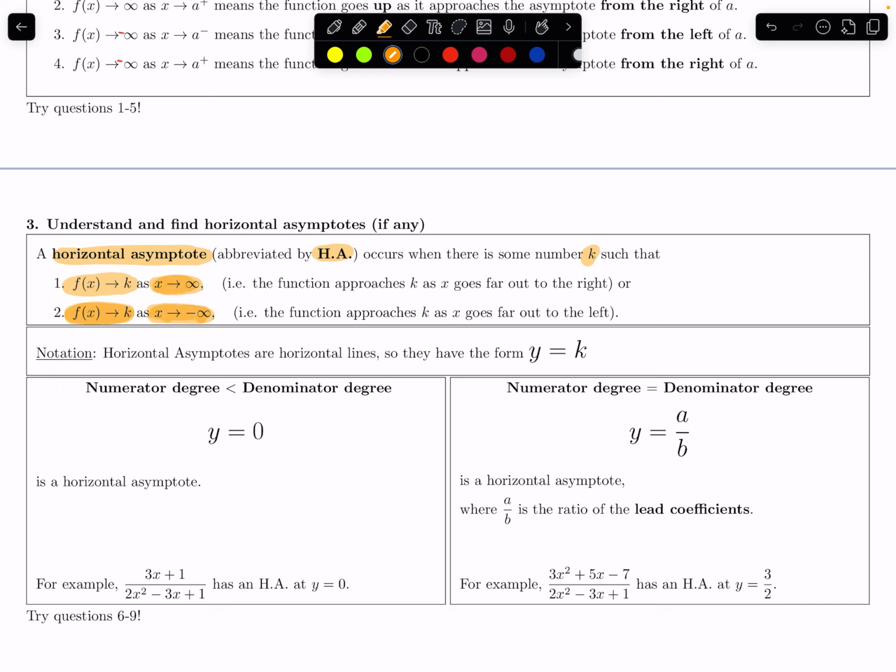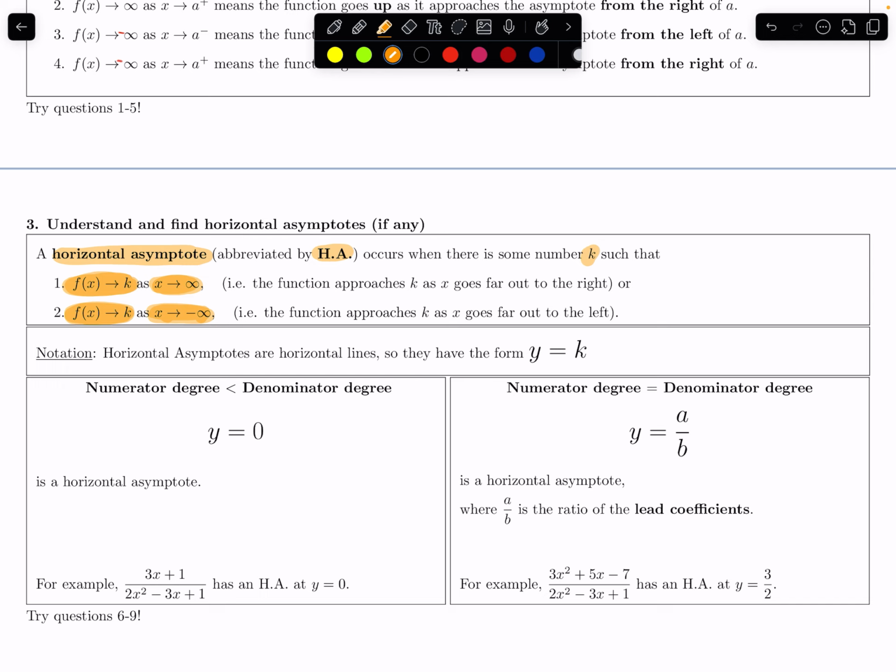And I can't think of an instance with rational functions when those two are different. Nothing comes to mind really off the top of my head. As far as I can think, it's always going to be the same as x goes to either positive or negative infinity. And actually, we're going to see that in a second.